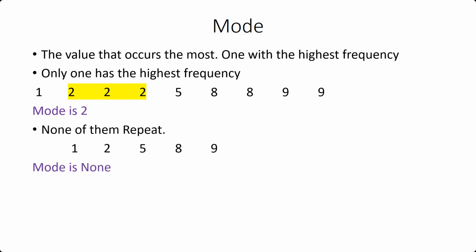Now be careful, don't put the mode as 0, because 0 could be a number. So either put none or no mode, but don't use 0, it could be a number.